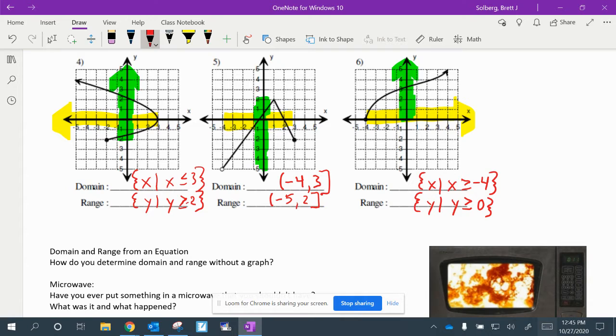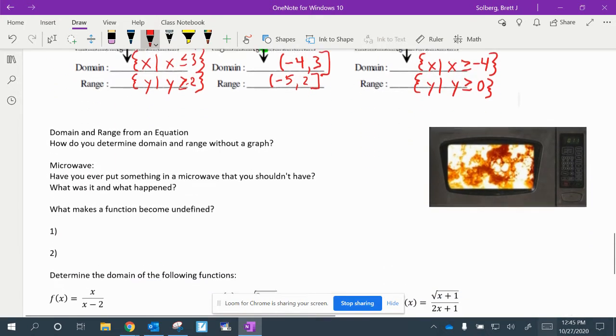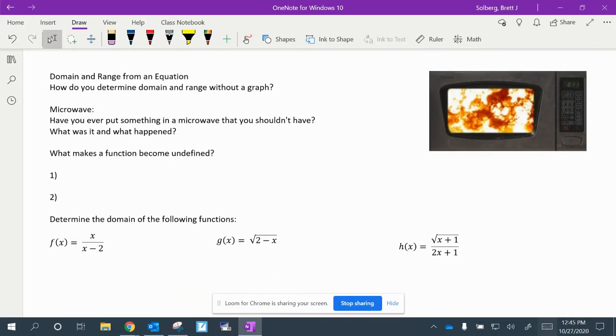And then lastly, for number 6, x has to be greater than or equal to negative 4, and y has to be greater than or equal to 0. So that's how you find domain and range from a graph. Now, what if we aren't given a graph? What if we're just given an equation? How do we determine the domain without a graph?